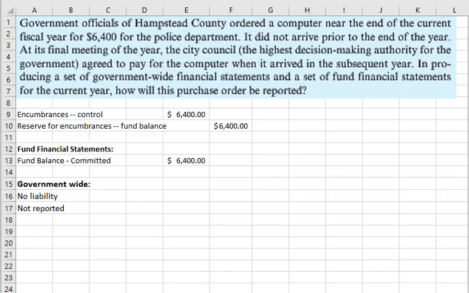All right, so this just highlighted the difference, or made a contrast difference between the fund financial statements, the financial statements that show the activity in each of the separate funds, and the government-wide, which is a consolidation of all the funds converted to the accrual basis. All right, keep going.